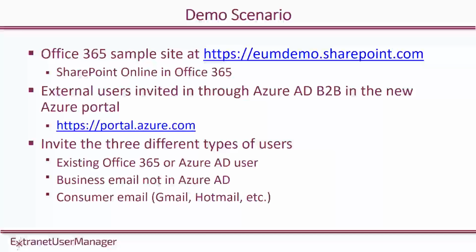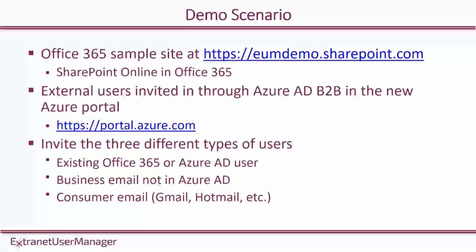I'm going to use my regular peter@envisionit.com Office 365 account. We're going to use a net new business email account that's not set up in Azure AD, and we're going to use a net new consumer email account on Gmail that hasn't been set up as a Microsoft account, so we can see what that experience looks like. Okay, so let's flip over.